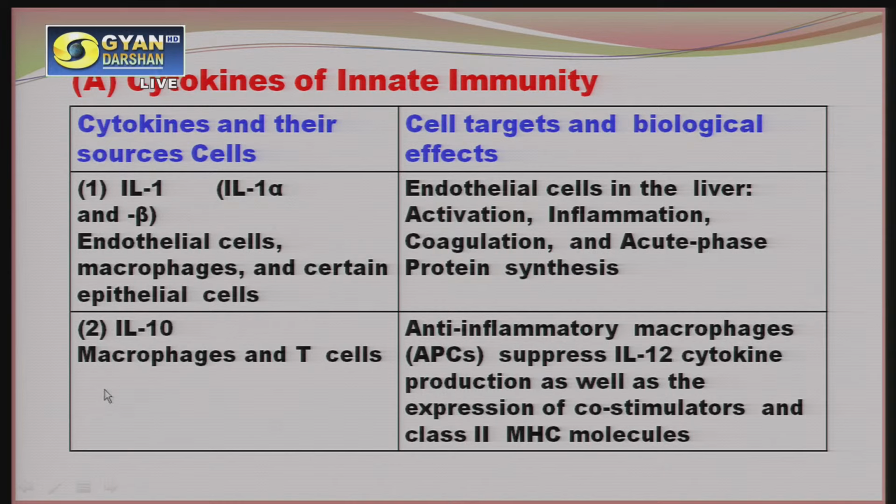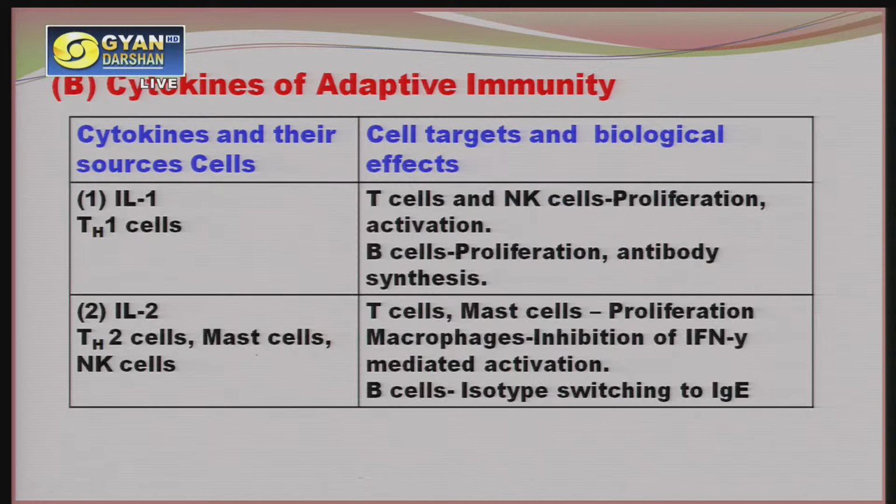And interleukin 10 is produced by macrophages and T cells. Anti-inflammatory macrophages and antigen presenting cells suppress interleukin 12 cytokine production, as well as the expression of the co-stimulation and the class 2 MHC molecule. So these are the biological functions of particular cytokines like interleukin 10.